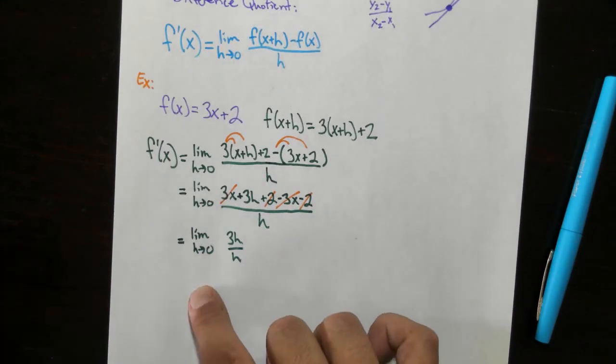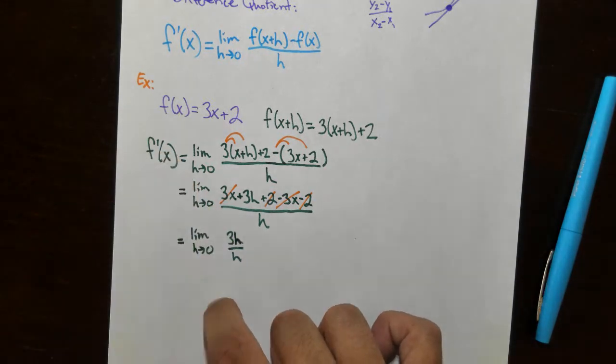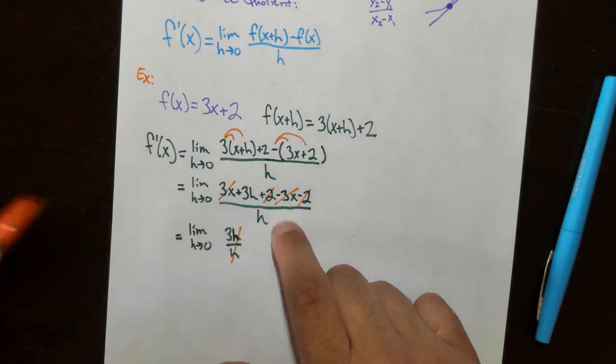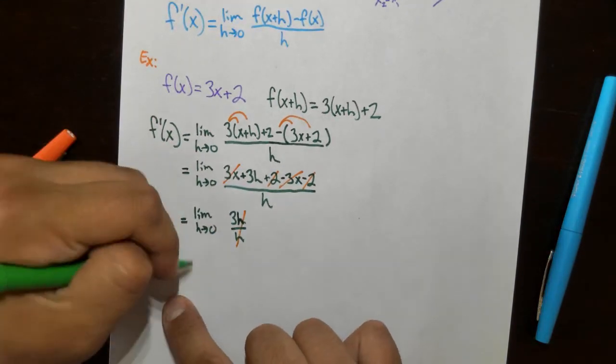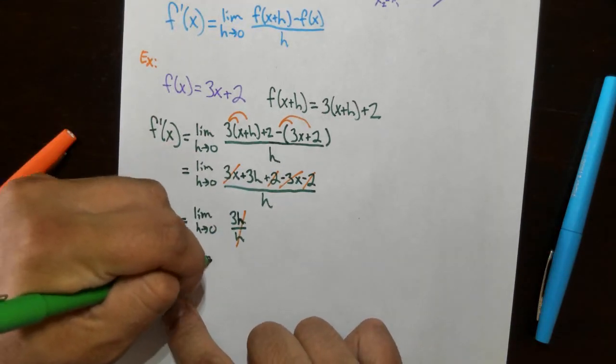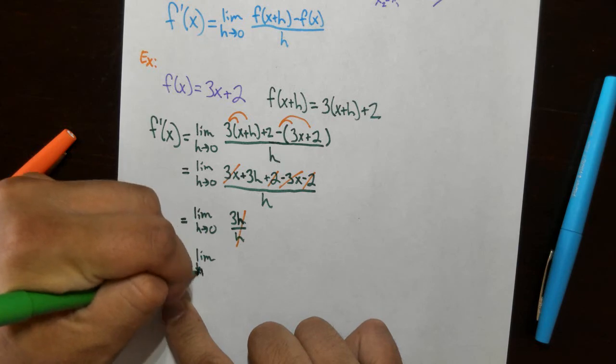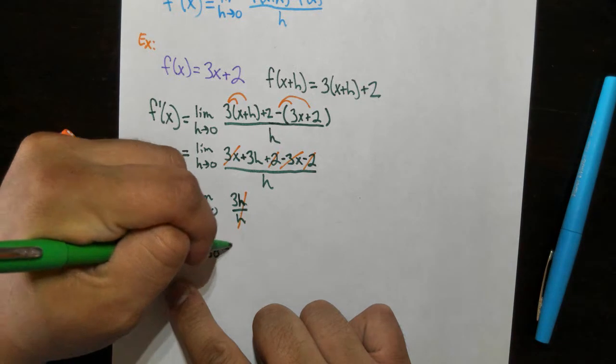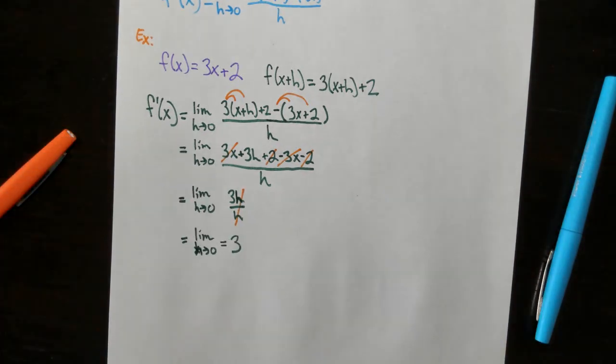And you might be able to see one more thing we can do. We can cancel out this h, which means the limit as h approaches 0 is just equal to 3.